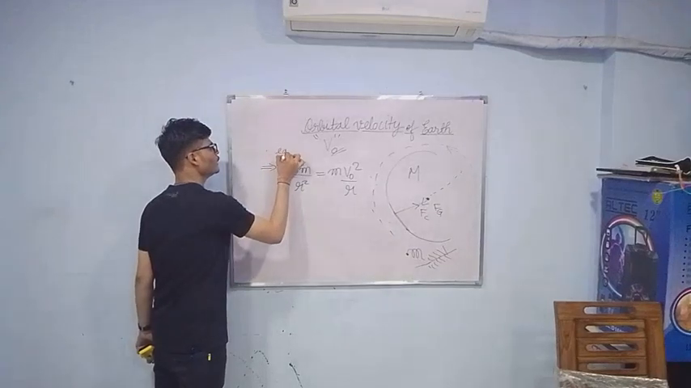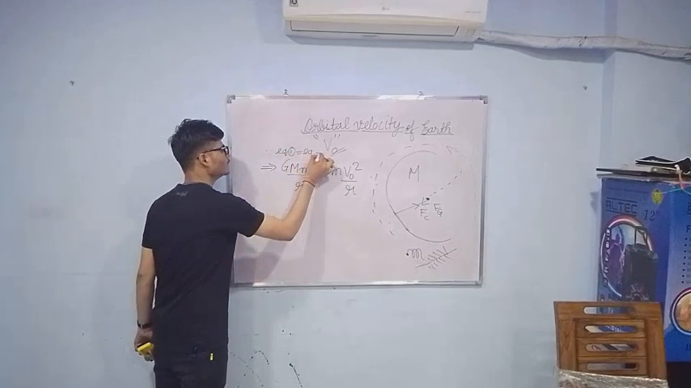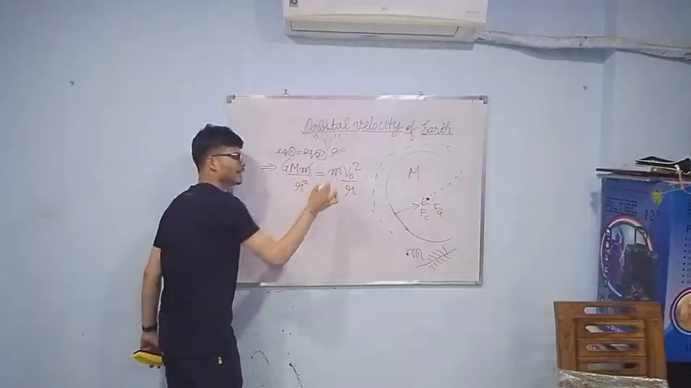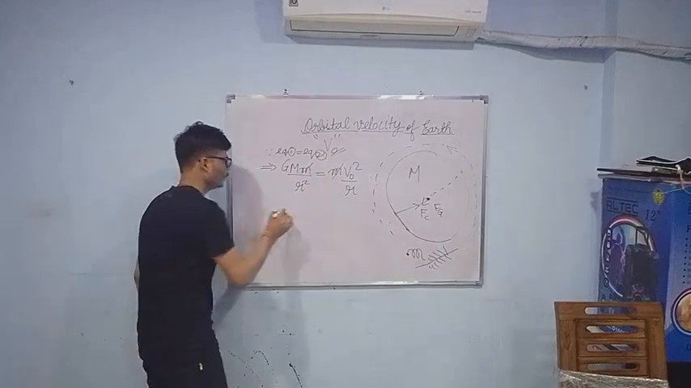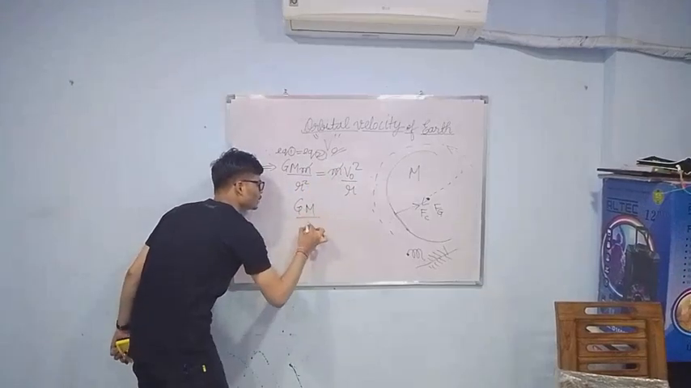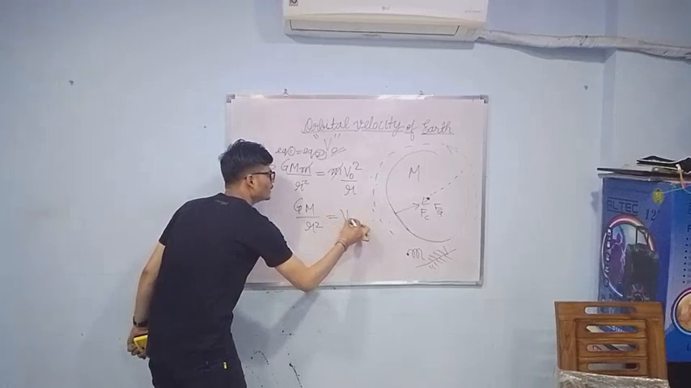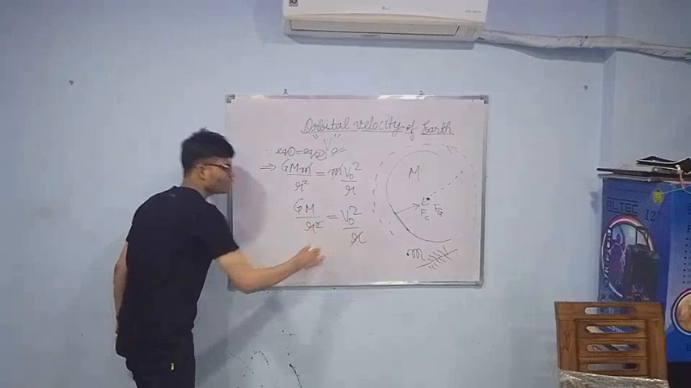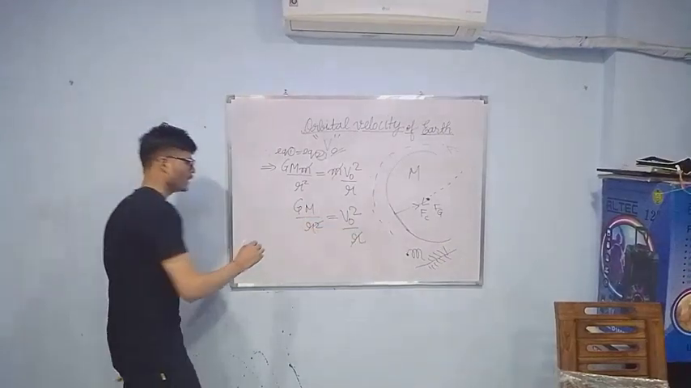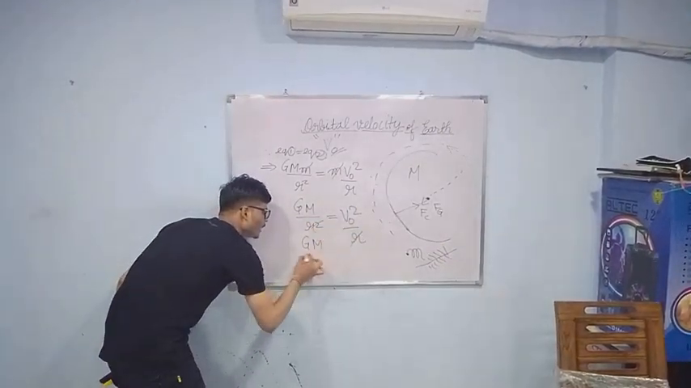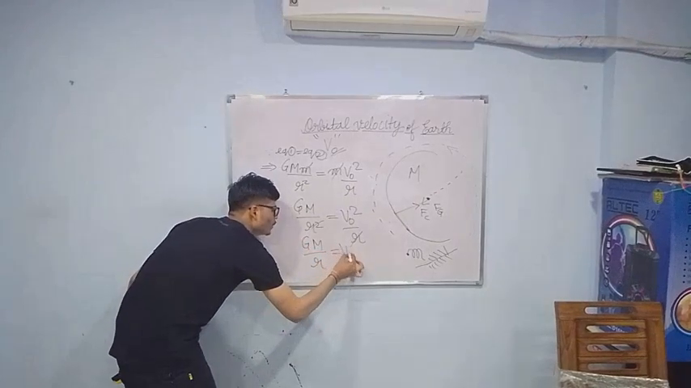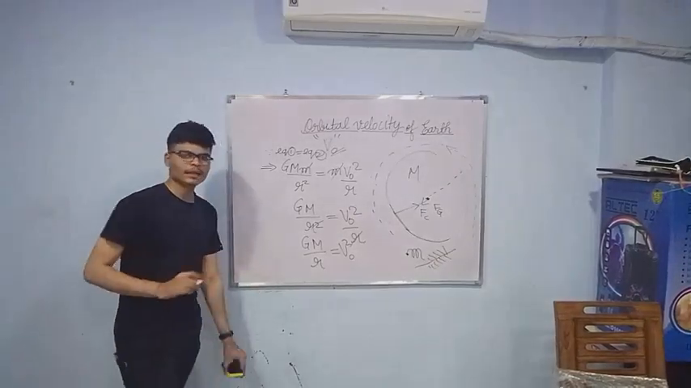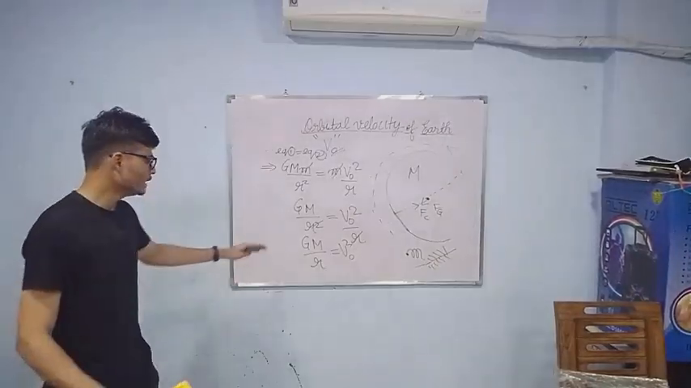Since the first equation equals the second, m and m will be cancelled out. GM by r square must be equal to v naught square by r. So one r and one r will also be cancelled out. GM by r is equal to v naught square. So that is the final expression.